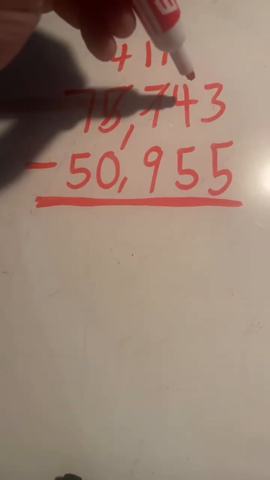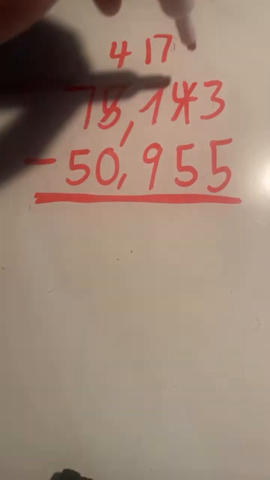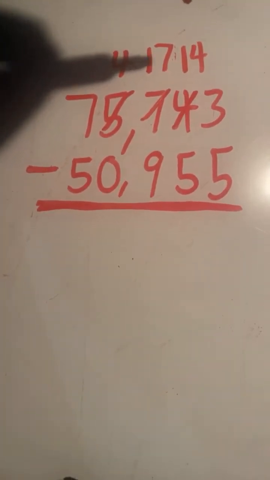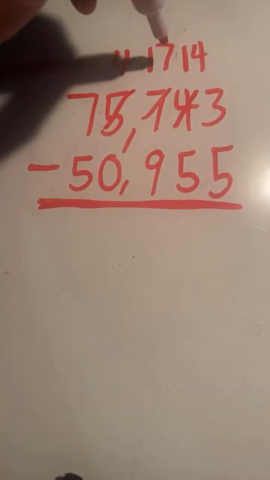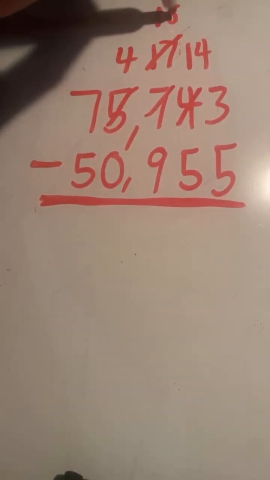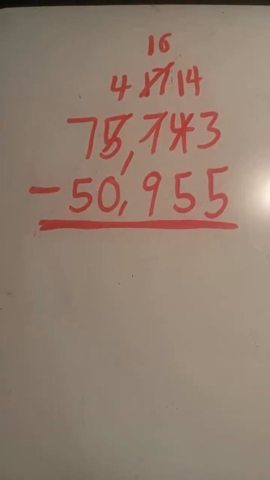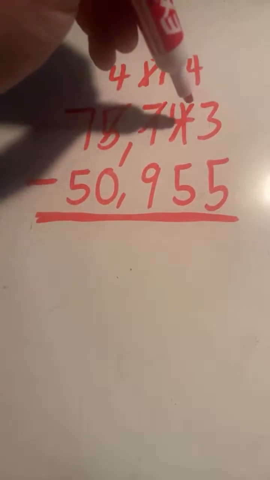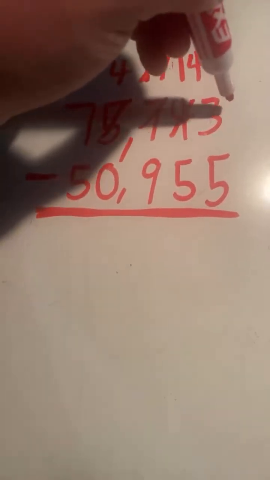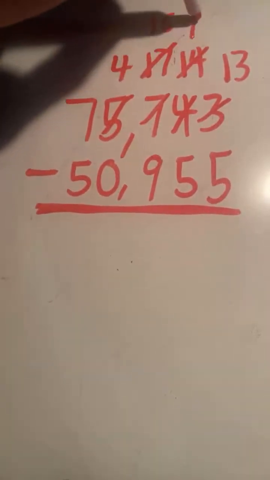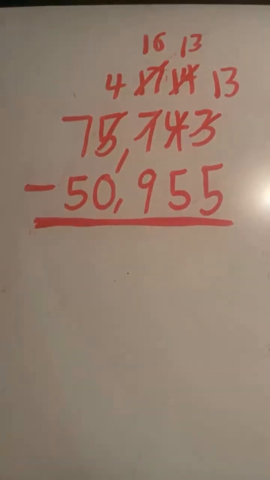So now, in the tens place, I'm going to add a 10. That 4 is going to become a 14. And I take away 1 from the column to the left. So hundreds place, I have to take away 1. That 17 is going to become a 16. Now in the ones place, again, I have to take a 10 from the tens place. So that 3 will become a 13. And now that 14, I take away 1, will also be a 13.